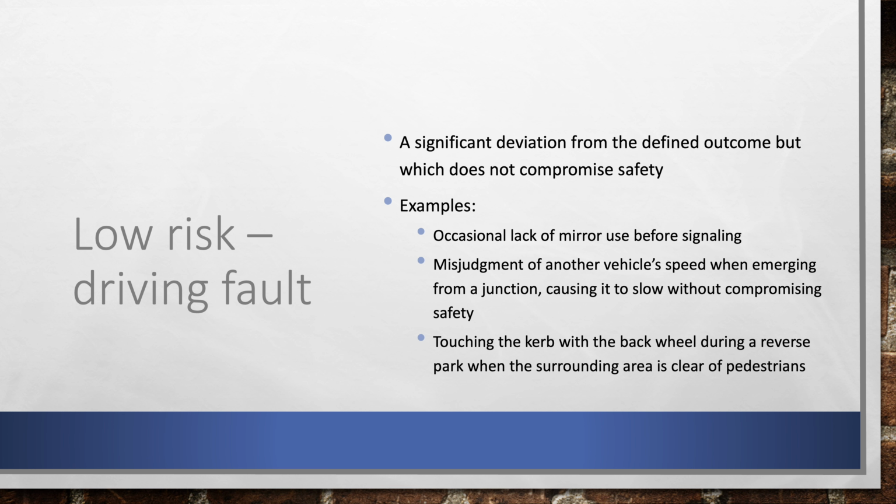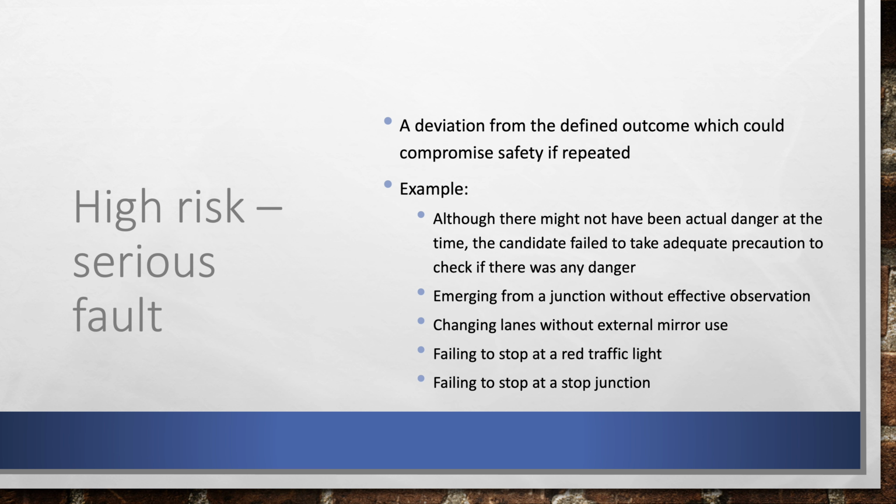Higher risk: a deviation from the defined outcome which could compromise safety if repeated. So an example, although there might not have been actual danger at the time, the candidate failed to take adequate precautions to check if there was any danger. So maybe emerging from a junction without effective observation, changing lanes without using the external mirrors, or it could be a breach of the law, failing to stop at a red traffic light or failing to stop at a stop sign.